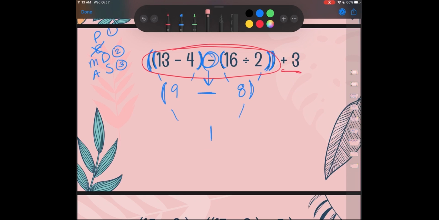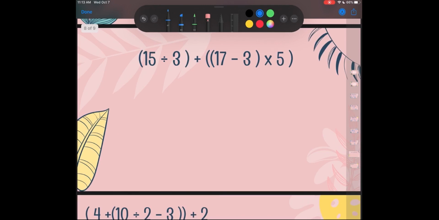But I can't forget my plus 3, right? So now I have 1 plus 3. 1 plus 3 is equal to 4. All right, well, only 2 more problems before we start discussing our assignment for today.